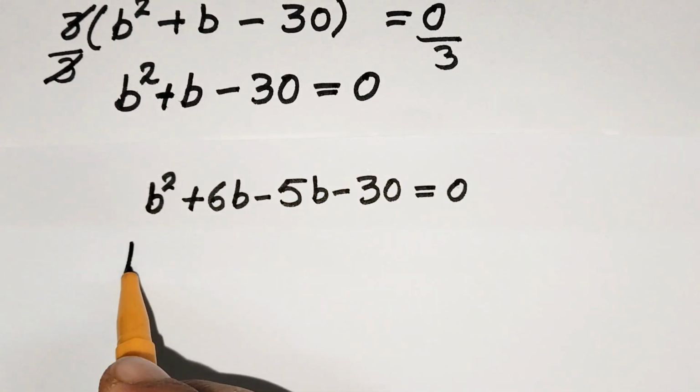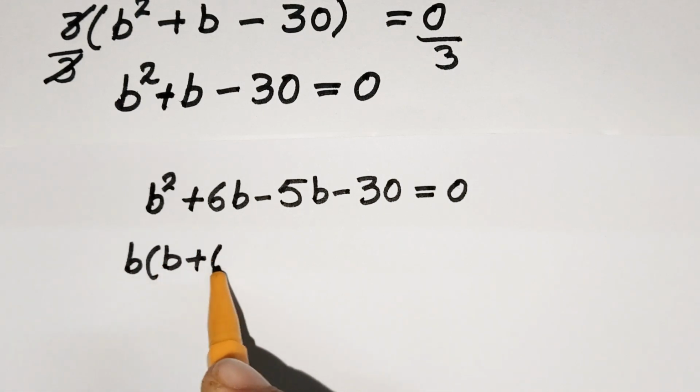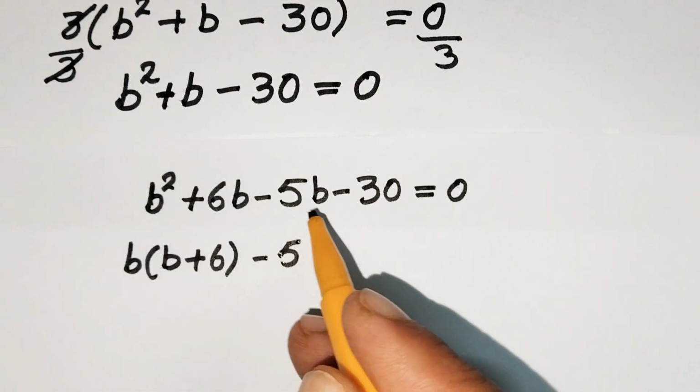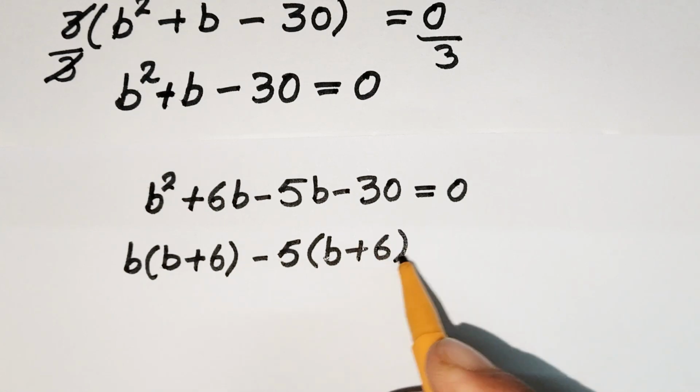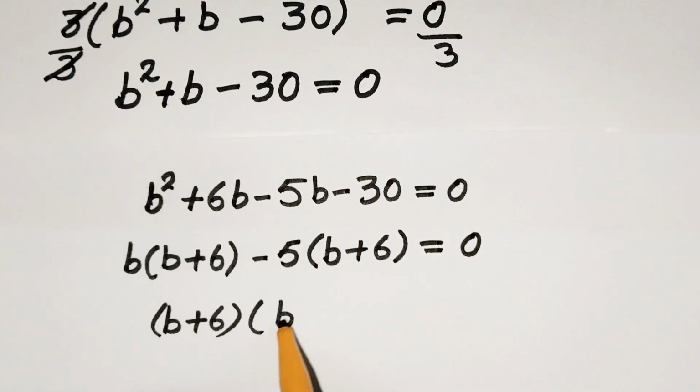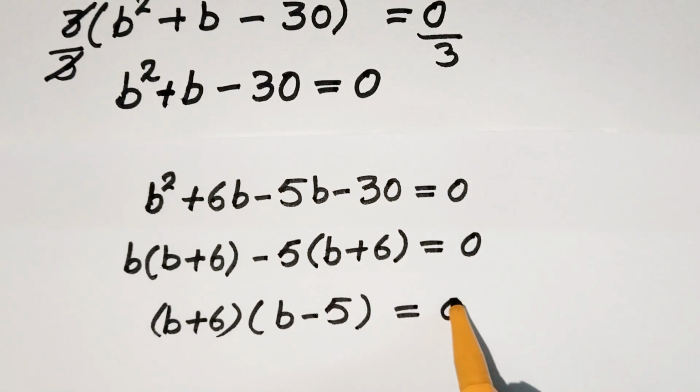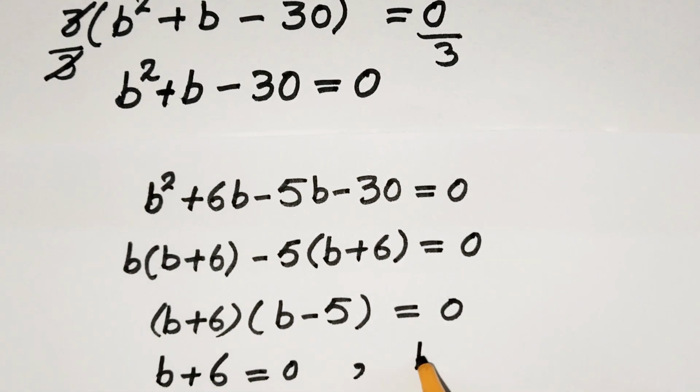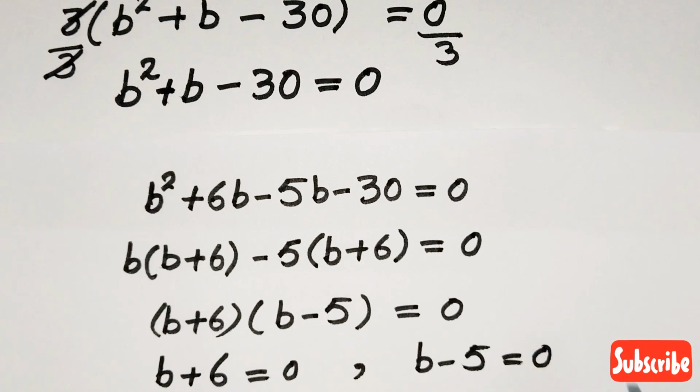So now taking common, we have b plus 6 and minus 5 taking common here, then we have b plus 6, which is equal to 0. Here this b plus 6 is the first pair, and the second one is b minus 5, which is equal to 0. Now we have two conditions here: b plus 6 is equal to 0 and similarly b minus 5 is equal to 0.